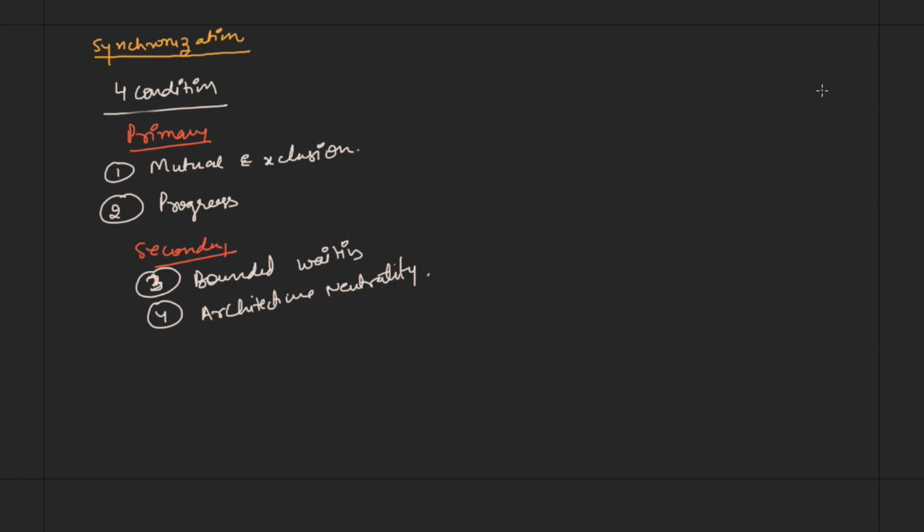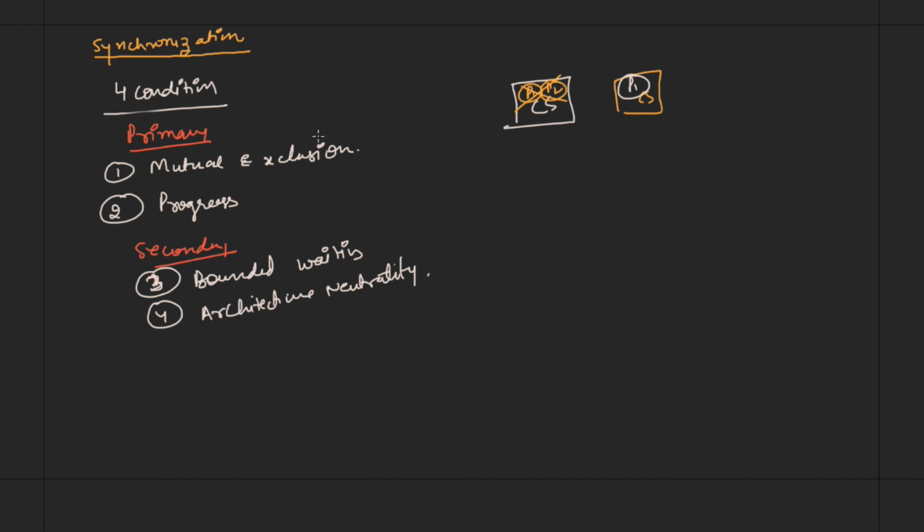Okay, so what is mutual exclusion? Mutual exclusion means two processes may not be simultaneously present inside the critical section at any point of time. For example, if this is the critical section, then inside it two processes should not be present at the same time. We should allow only one process to enter the critical section at one time. Two or more processes should not enter the critical section at the same time.